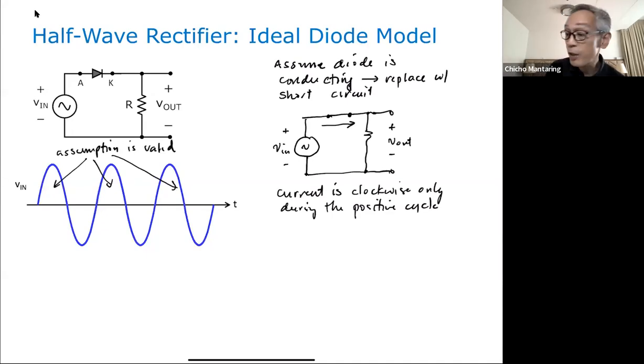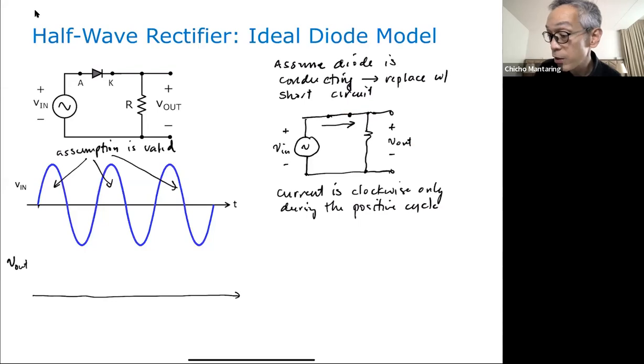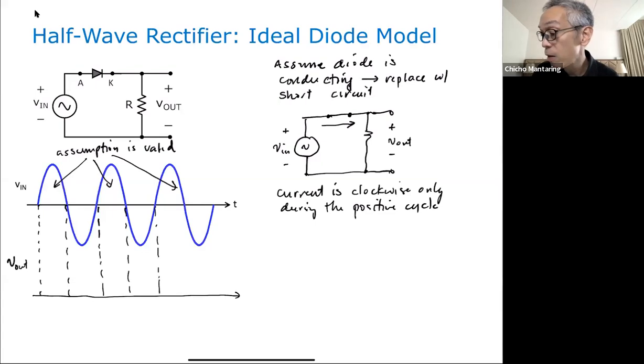Okay, kung valid yung assumption natin during the positive cycles, that is, this equivalent circuit is correct, you notice that during the positive cycles, V out will just be equal to V in. So if I plot V out here, dito, it will just be equal to V in.